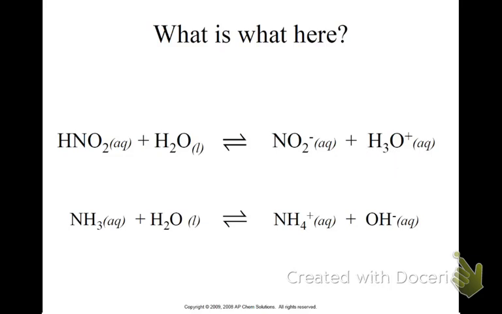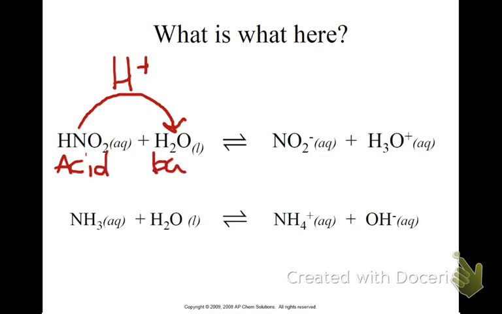So we can come back here to our diagram and say that, all right, HNO2 is going to send a proton over towards water. That means since HNO2 donated a proton, it is an acid. And since water accepted that H+, it is a base in this system. Okay, so we see that proton getting donated over.